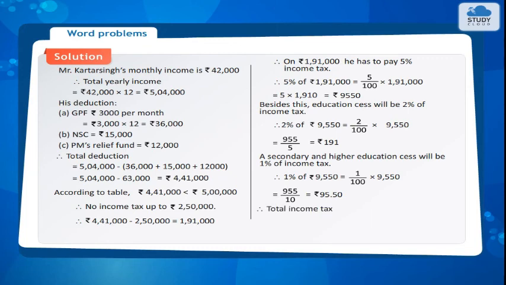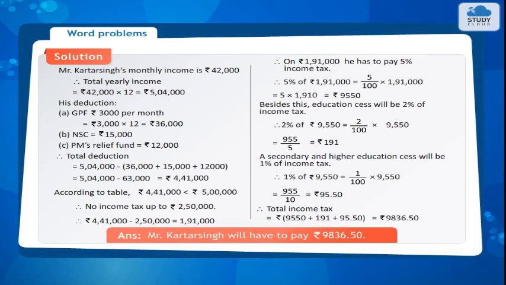Therefore, total income tax is equal to rupees 9,550 plus 191 plus 95.50 is equal to rupees 9,836.50. Answer: Mr. Kartar Singh will have to pay rupees 9,836.50.